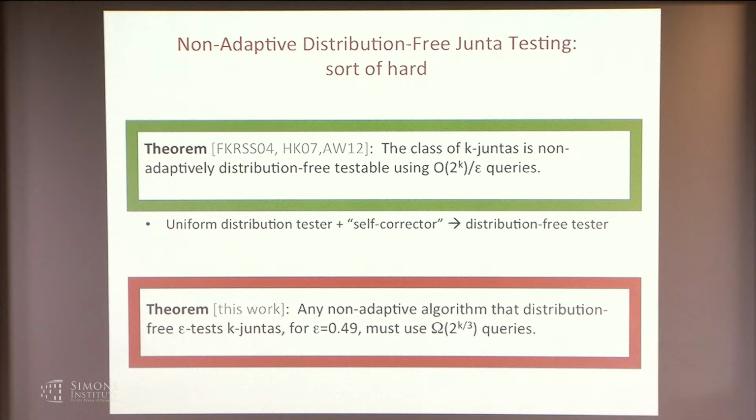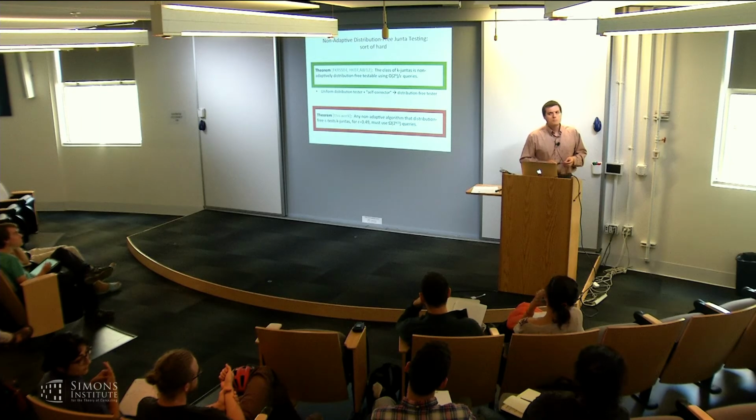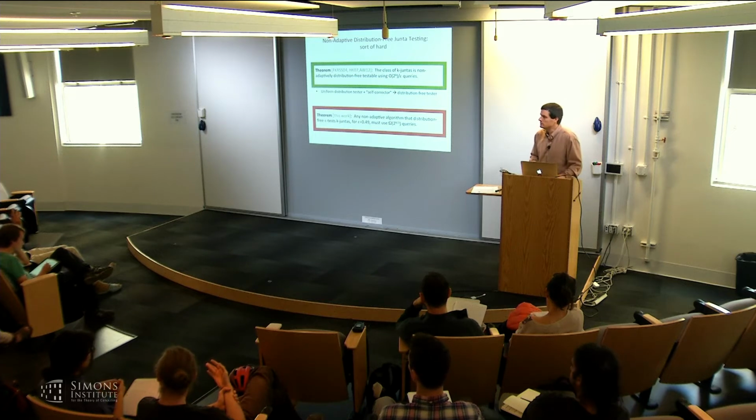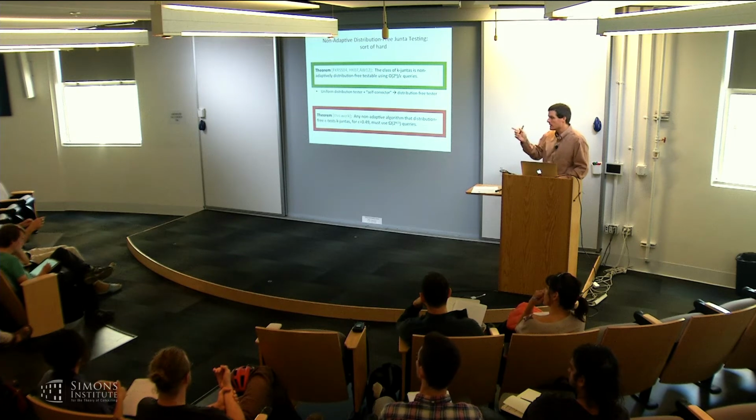Yeah, Clement? That one-line argument for the testing, does it go through if somebody came up with a tolerant tester or distance approximation for Juntas? Would that give the distribution-free tester? Good question. I'd have to think about it. I'm not sure. So when you say non-adaptive... Yeah, I'll explain exactly what I mean by non-adaptive a little later.